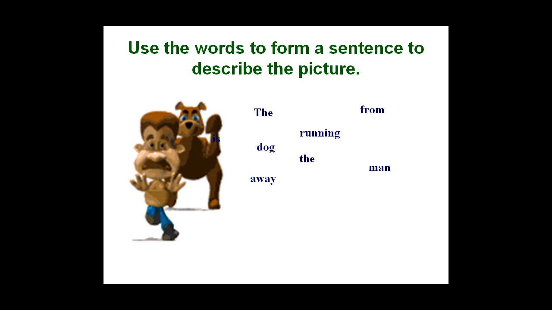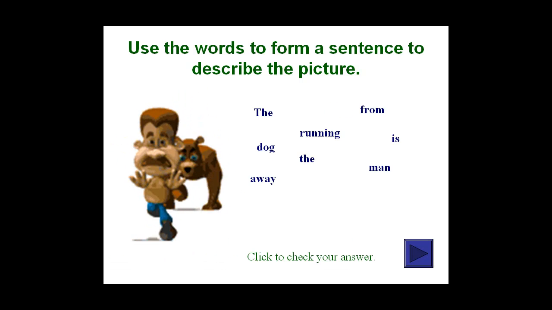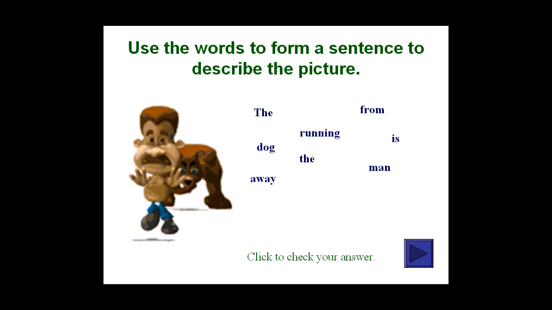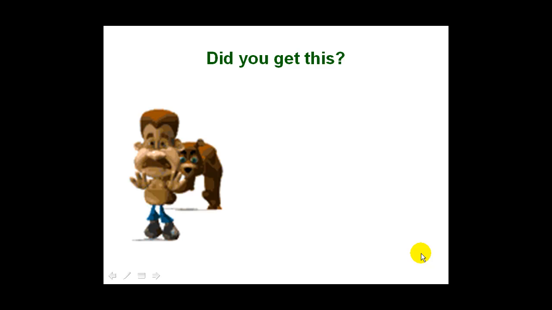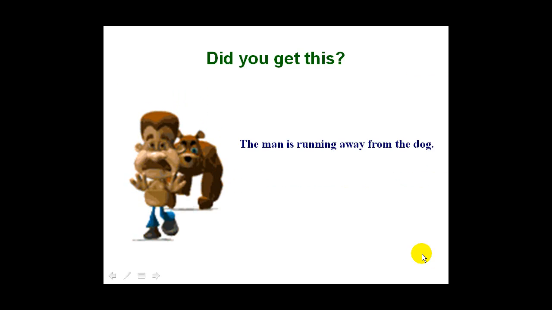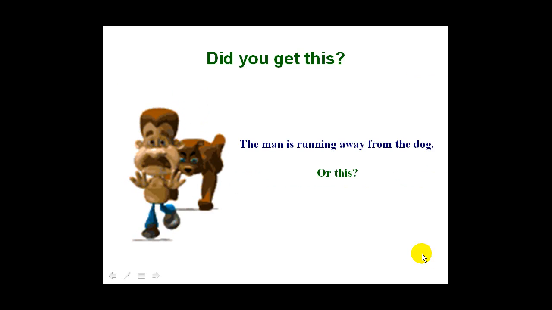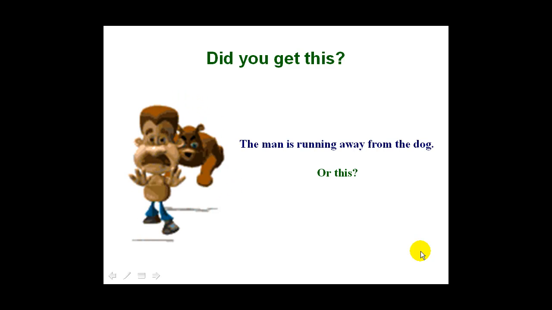The meaning here is almost similar. Somebody is running away from someone, so who is running away from who? They have to think about the answer, make a sentence and then click on the action button to go to this slide. Here again I am not giving them the direct answer. I am again asking them, did you get this or did you get this?